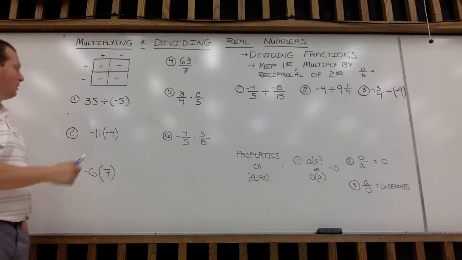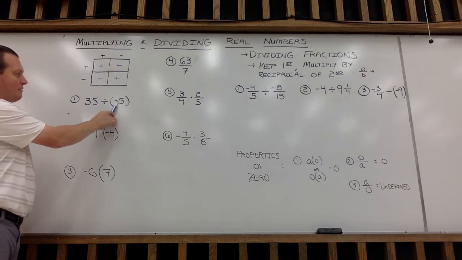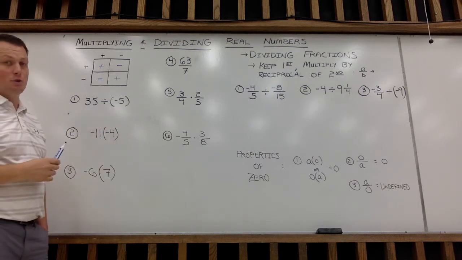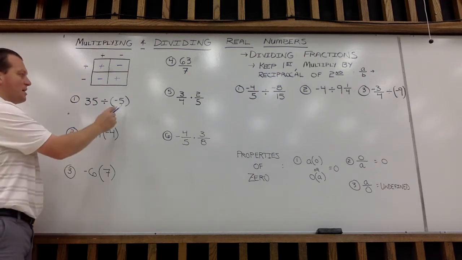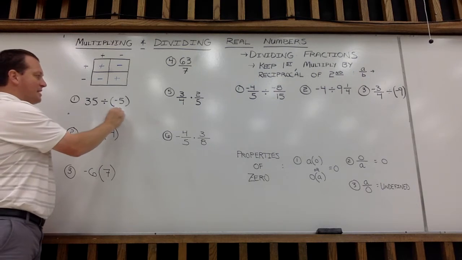Life will be great. So example 1, I have 35 divided by negative 5. So I have one positive, one negative. My final answer is going to be a negative number since I have one of each. 35 divided by negative 5 is negative 7.